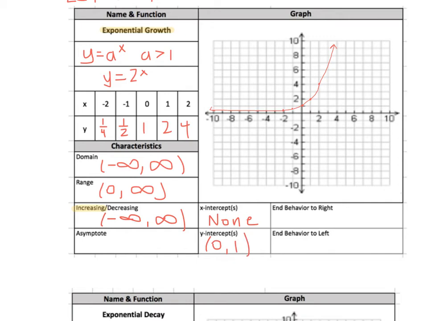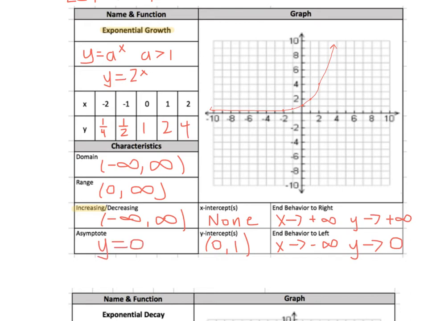The end behavior to the right, so in other words, as x goes to positive infinity, y values or function values are going also to positive infinity. And what about to the left? As x values go to -infinity, y values are approaching what? Well, this is just like in rational functions where we had asymptotes and y values approached one fixed value. We have that same thing going on here. Y values are approaching 0, but are never going to touch it or cross it. So that means we have an asymptote at the horizontal line, y equals 0.